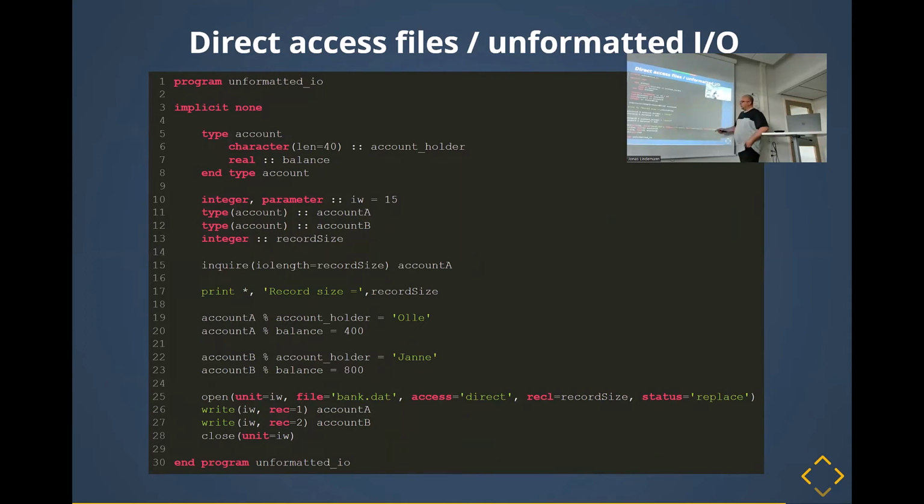Then I open my file, bank dot dat, access direct. That tells the compiler we want to access the file with random access, and the record length is record size. Status replace the file. Then I write my account A. This is record 1, record 2, so you can actually specify where to write it. And then I close my file. So what next?